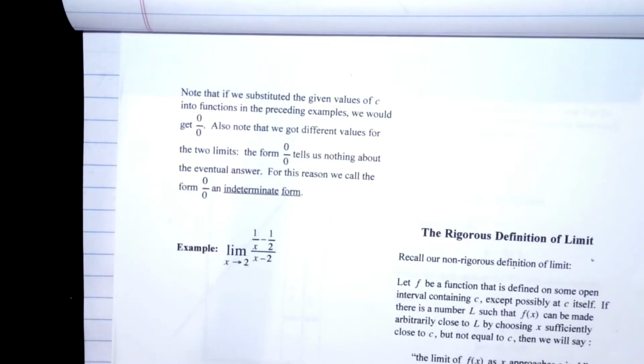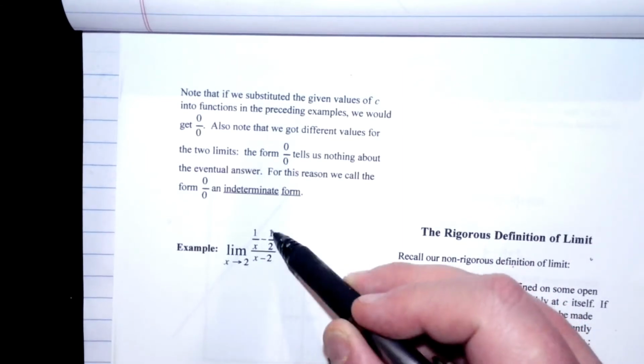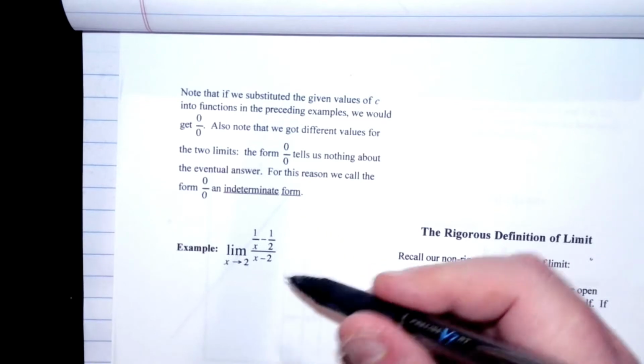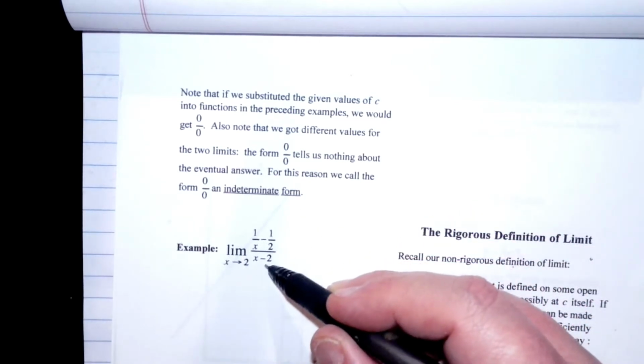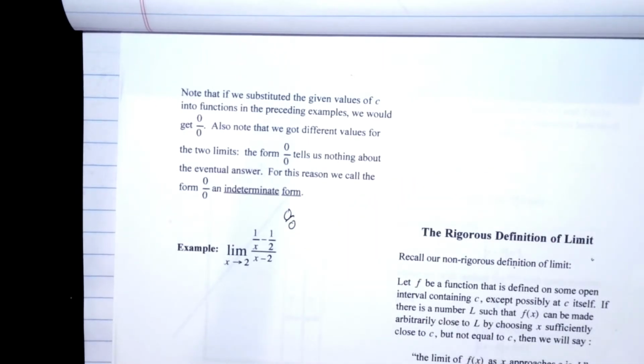So let's look at some more examples. In this one you've got the limit as x tends to 2 of 1 over x minus 1 over 2, and then that's divided by x minus 2. We're taking the limit as x tends to 2. So if you substitute in 2 for x, you're going to get 1 half minus 1 half in the numerator, that's 0, and in the denominator you're going to get 0 again. So this is of the form 0 over 0. That is not enough to tell you what the answer to this limit is, what the value is, or whether it even exists. So what we need to do is some algebra.